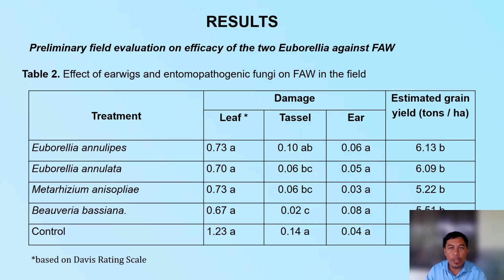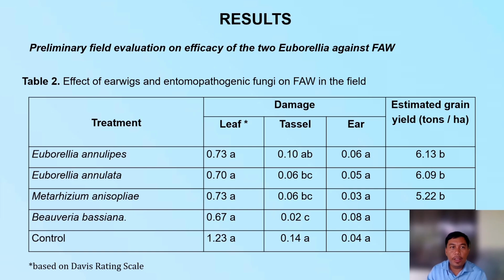In terms of estimated yield expressed in tons per hectare, the 4 treatments, E. annulata, E. annulipes, M. anisopliae, and B. bassiana were significantly higher than the control. Among the treatments, plots released with E. annulipes and E. annulata produced the highest estimated yield, followed by plots sprayed with B. bassiana and M. anisopliae.